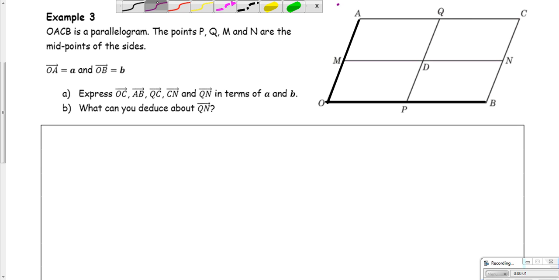M1 vectors, example 3. This isn't really like the questions that we get on the exam, but it's a really good way of demonstrating the principles of what's going on with vectors, and it's really useful for when you come to do Unit C4.